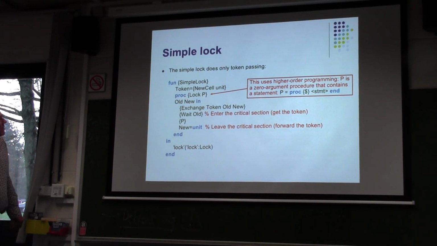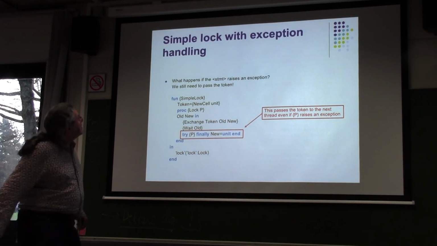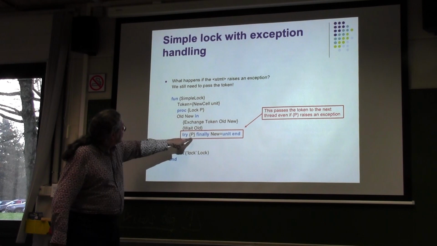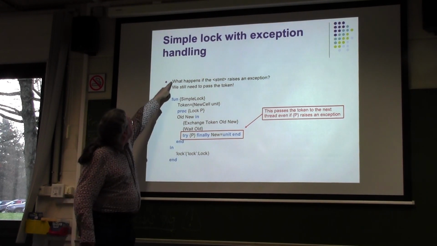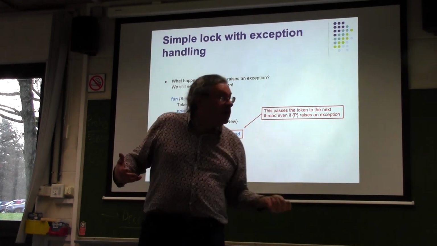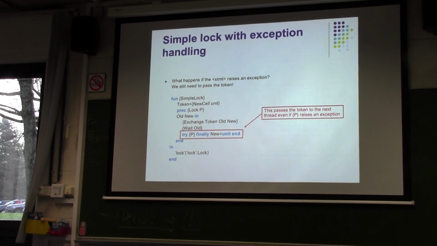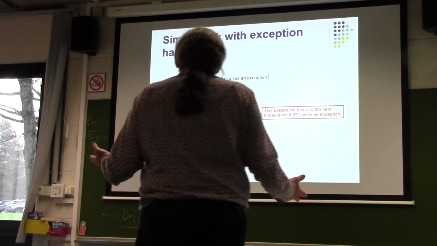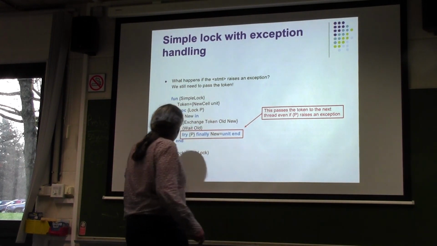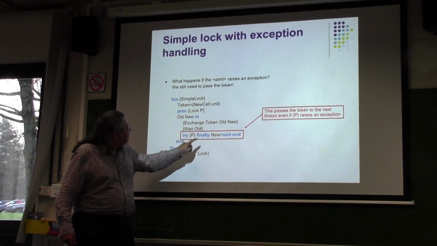Okay, let's add exception handling to this. That's very easy actually. What happens if the statement inside P raises an exception? Well, we still have to leave. If T2 inside here raises an exception, we still have to pass the token, of course, because we're leaving the critical section. The way to do that is to put new equal unit inside a try finally.